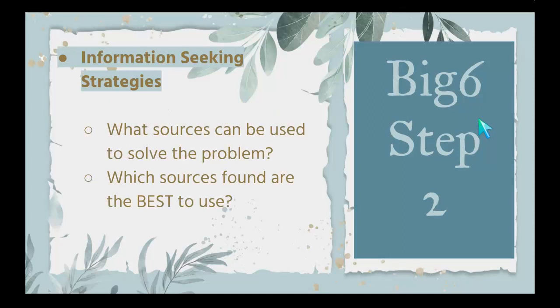Big 6 step number 2 is information seeking strategies, and so you're going to be asking yourself, what sources can be used to solve this research topic that you have? What sources can you use? And then more than just what you can use, it's also looking for the best. I mean, you could look on a database and you could find maybe 100 articles, but not all of them are going to be the best sources to use. So this is where you're going to be thinking critically about what would make a source best.